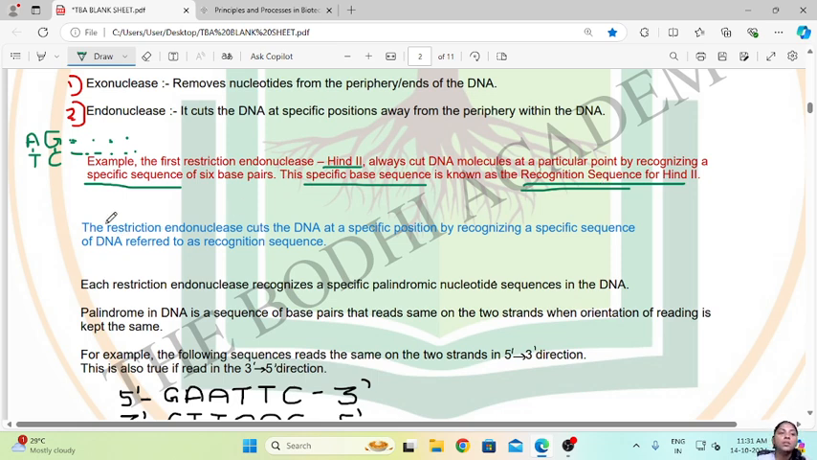Now the restriction endonucleases cut DNA at specific position by recognizing the specific sequence of DNA, and that sequence is referred to as recognition sequence. Only that sequence the enzyme will recognize and it will cut them.